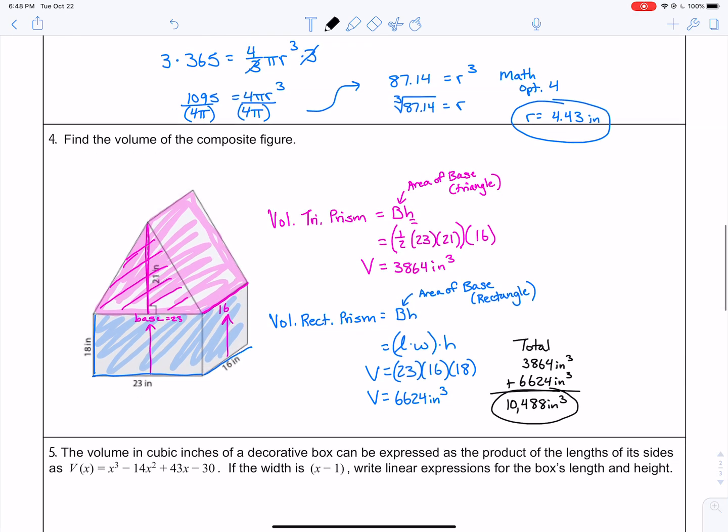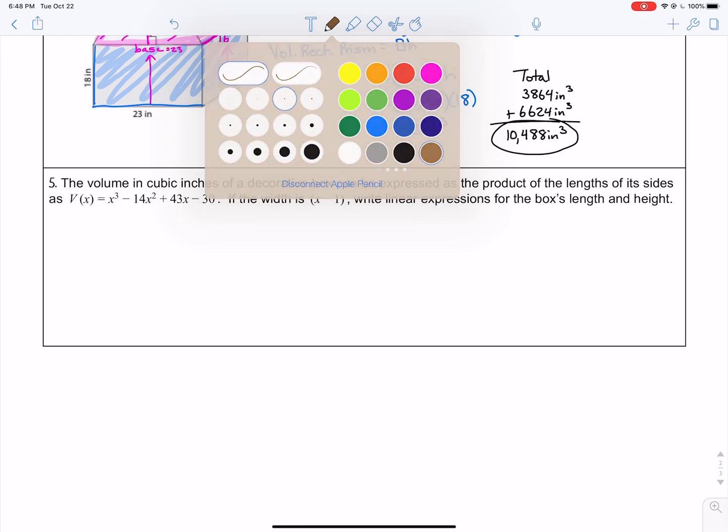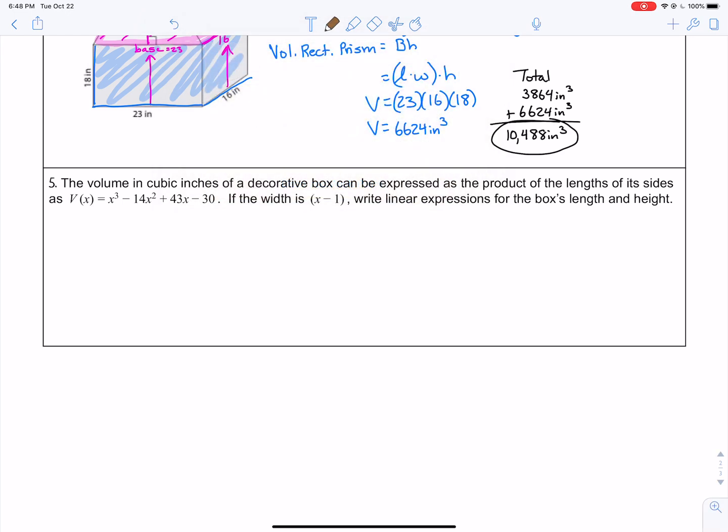All right, one last problem. Number 5 says the volume in cubic inches of a decorative box can be expressed as the product of the lengths of the sides as v of x equals x cubed minus 14x squared plus 43x minus 30. The width is x minus 1. Write linear expressions for the box's length and height.